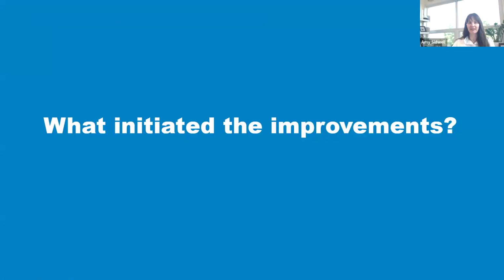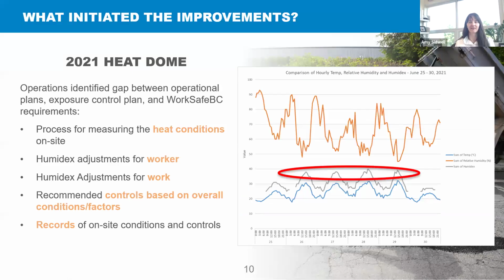So in terms of what initiated the improvements, it was really the 2021 heat dome, which I'm not sure if you experienced where you are, but we had in June of 2021 about a week where the temperatures were very high for us, and the humidex was also very high. And so in the province of British Columbia, I believe there are approximately 700 people that passed away as a result of heat incidents.